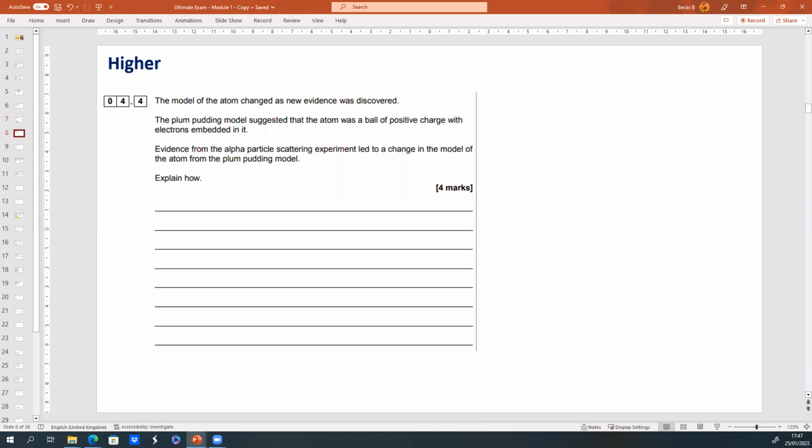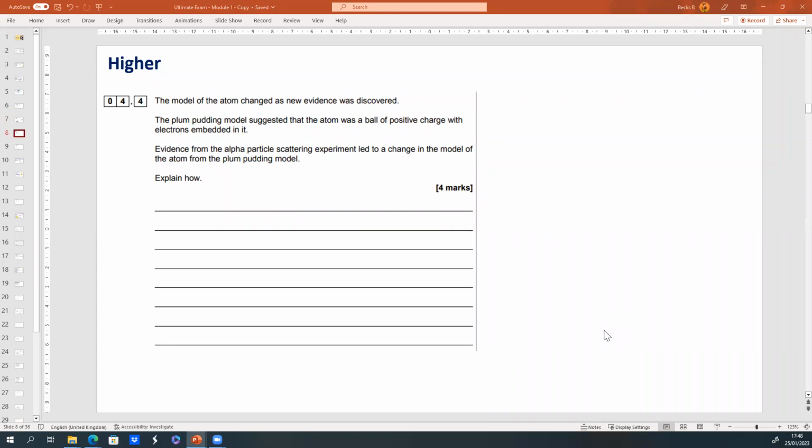So this is a higher level question. As you can see, we're now into 4 marks. Is the model of the atom changed as new evidence was discovered? The plum pudding model suggested it was a ball of positive charge with electrons embedded in it. Evidence from the alpha particle scattering experiment led to the change in the model from the plum pudding. So explain how. Okay, so 4 marks available.